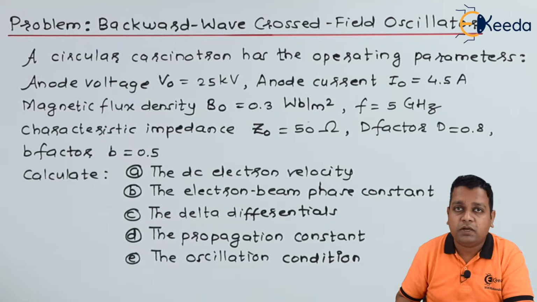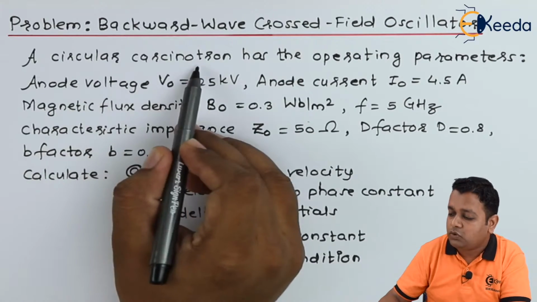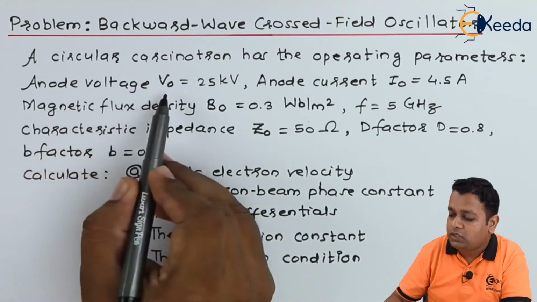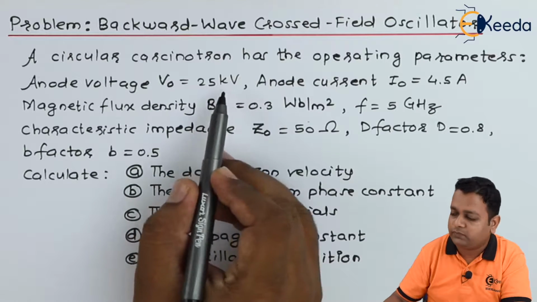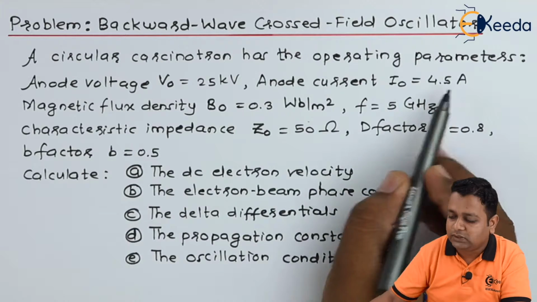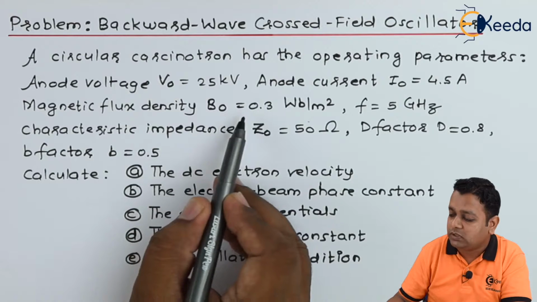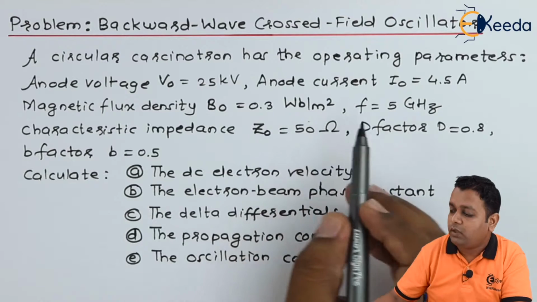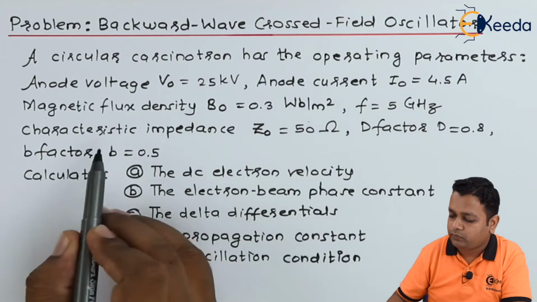A problem statement is provided to us. A circular carcinotron has the operating parameters given as: anode voltage V0 equal to 25 kilovolts, anode current I0 equal to 4.5 amperes, magnetic flux density B0 equal to 0.3 Weber per meter square, and frequency f equal to 5 gigahertz.